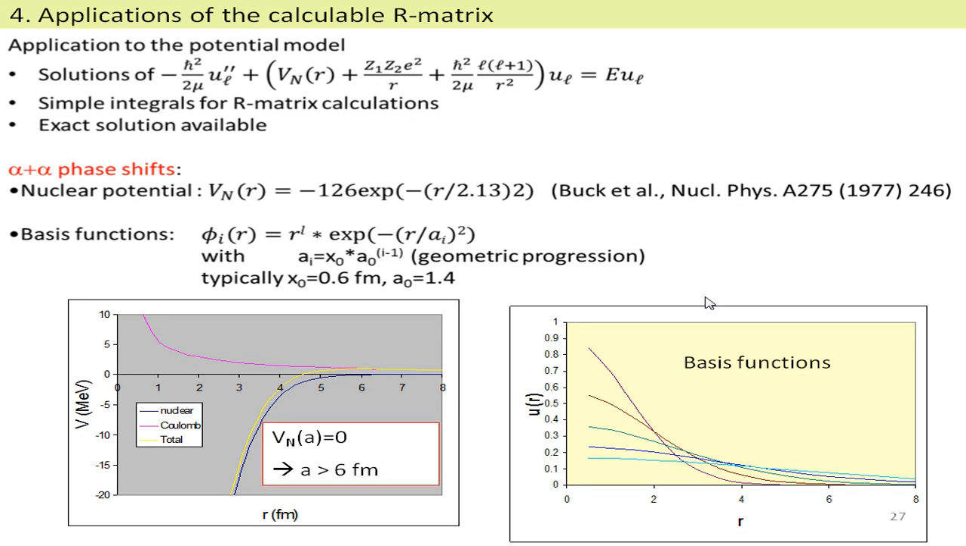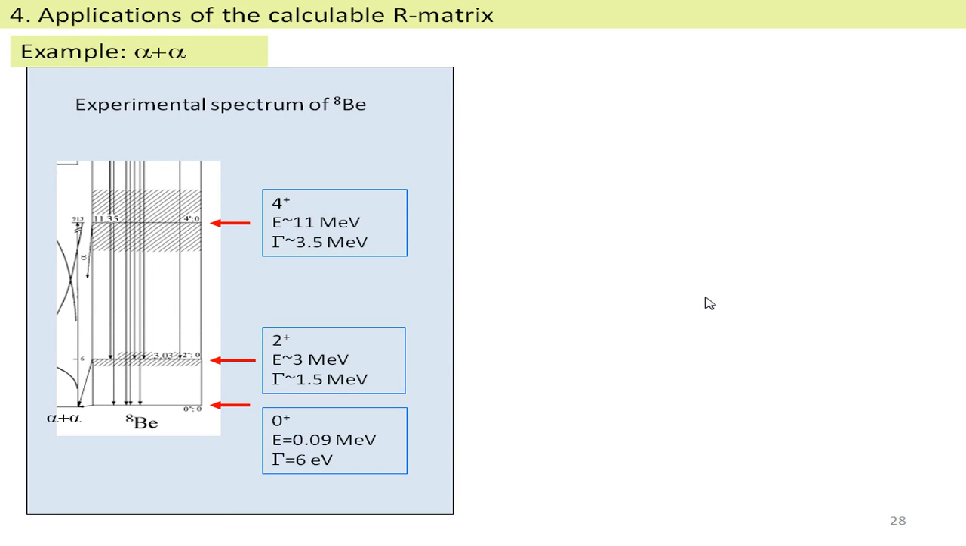This is important to decide about the choice of the channel radius, because you have to make sure that the nuclear interaction is negligible. Here you can see that, let's say, from 6 fermi, the nuclear interaction is negligible. So you have to choose your channel radius in this region. If you choose it here, then you are not in the conditions of the R-matrix. Okay?